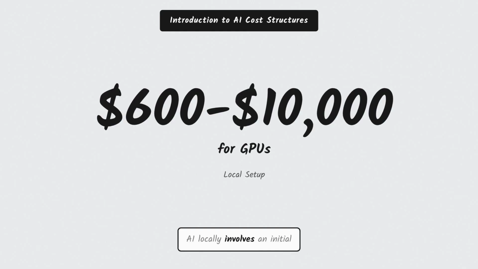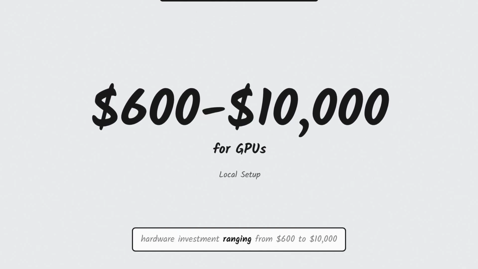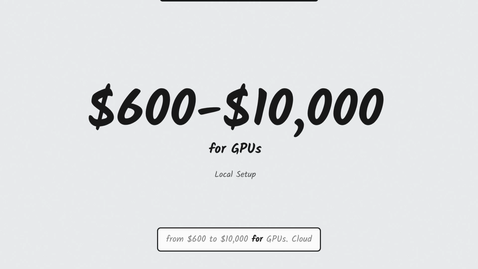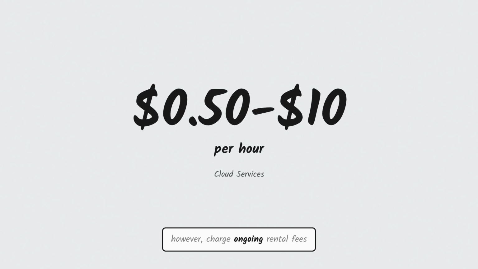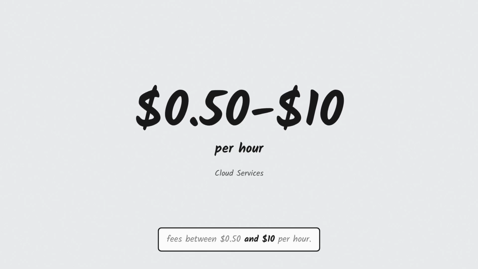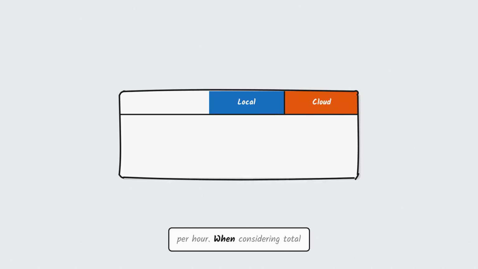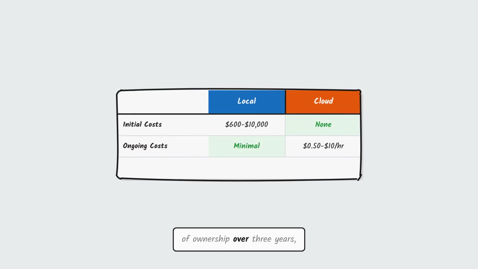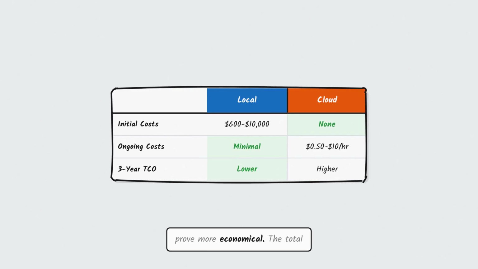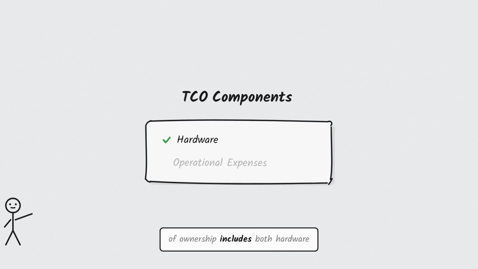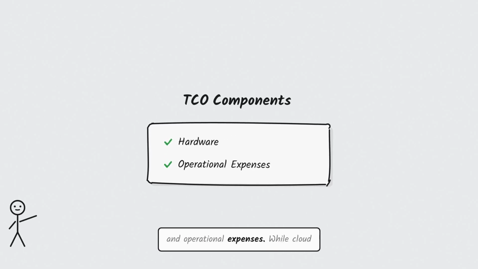Deploying AI locally involves an initial hardware investment ranging from $600 to $10,000 for GPUs. Cloud services, however, charge ongoing rental fees between 50 cents and $10 per hour. When considering total cost of ownership over 3 years, local setups often prove more economical. The total cost of ownership includes both hardware and operational expenses.